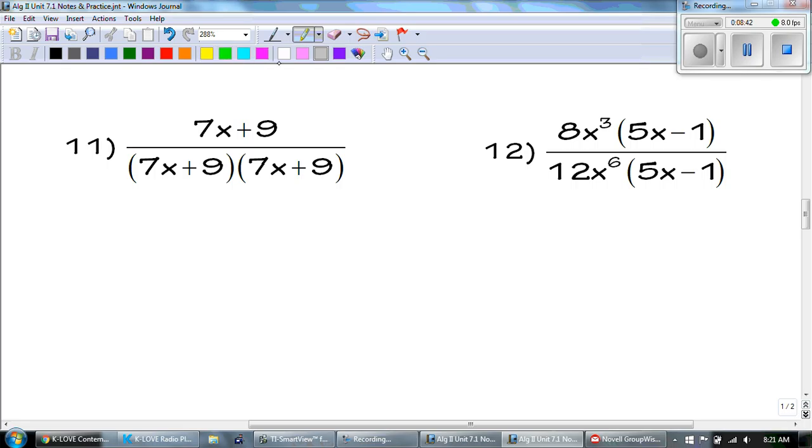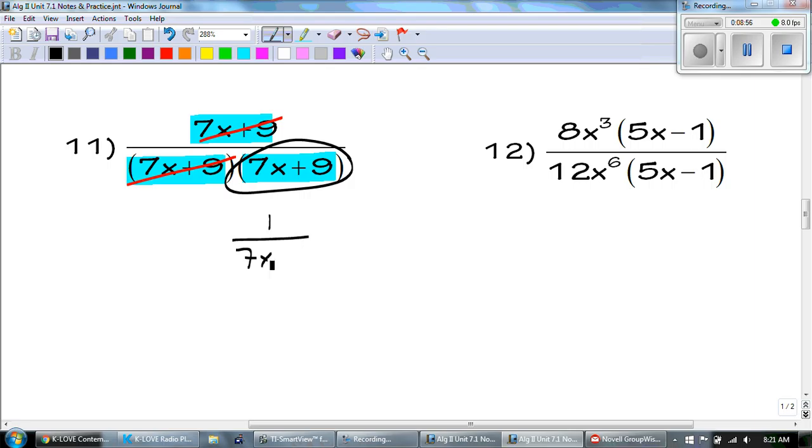All right. Everything's the same, but I have 1 on the top and 2 on the bottom. So when I cancel things out, I still have the 1 on the bottom. So the 7x plus 9. That's it.